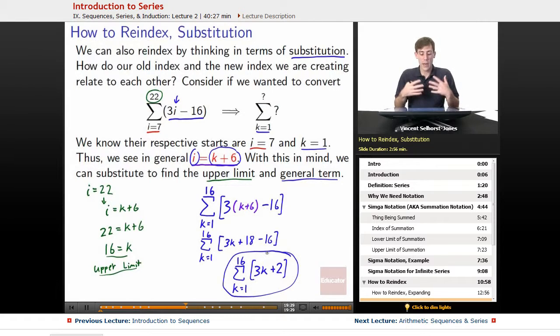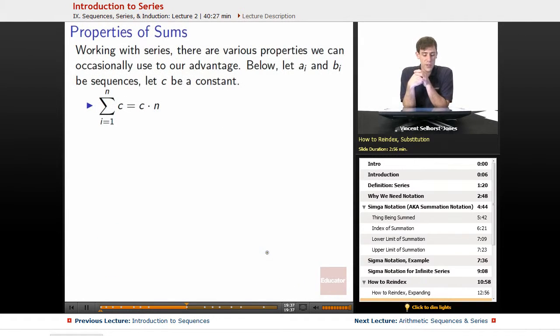And then what is your expression going to wind up being if you just plug in your connection between the two indexes? Cool. All right, working with series, there are various properties we can occasionally use to our advantage. So let's look at some properties of sums.